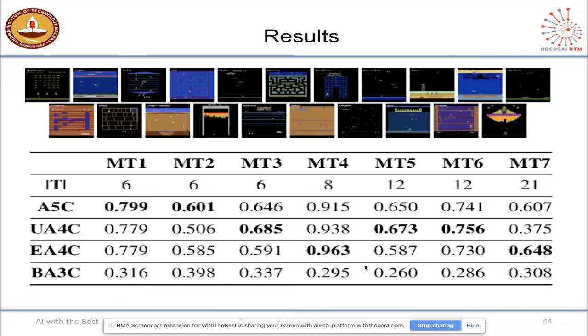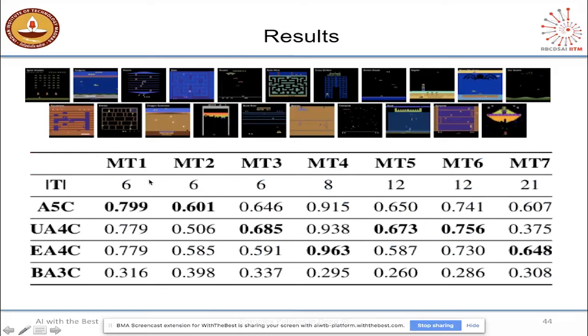So here is a summary of the results that we have. We trained this on a set of different games. So you can see that the games are pretty varied, both visually and in terms of the logistics and the goals that they were trying to achieve, right? And so we created what we call different multitask instances. And each one of these multitask instances consisted of a set of games. And they were sampled arbitrarily from these set of 21 games.